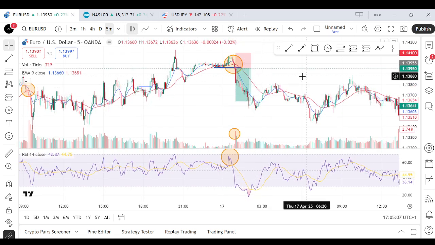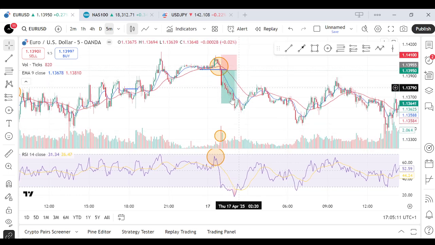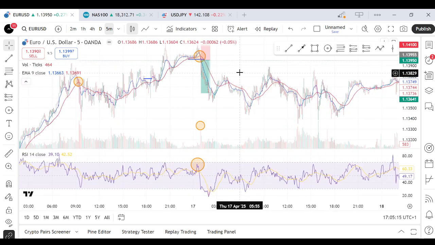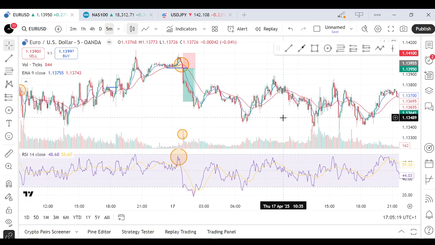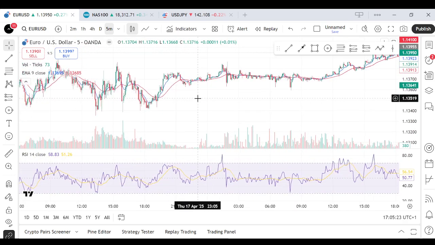We're on the 5 minutes, remember. So this was how we were able to enter this trade following our criteria. Remember here, we just started the downtrend, which is why it was easy to take this trade. Always watch out for the trends. So let's look for another opportunity.